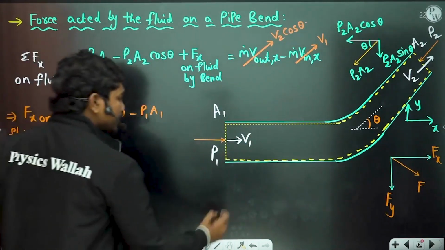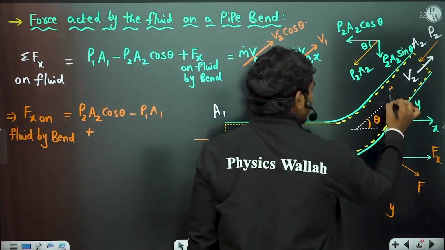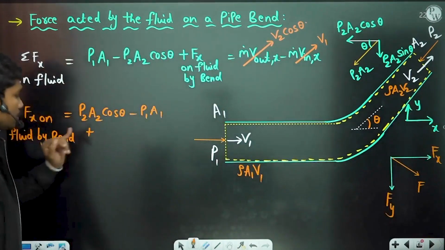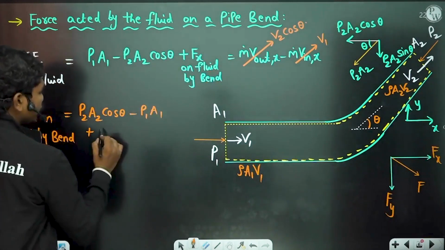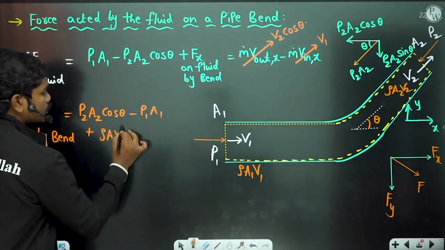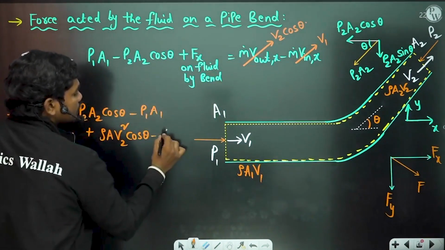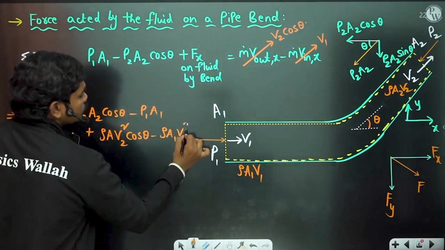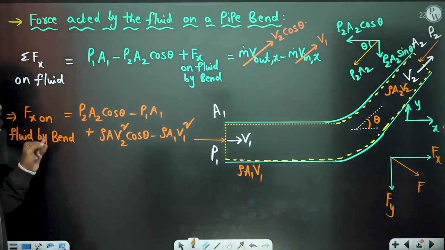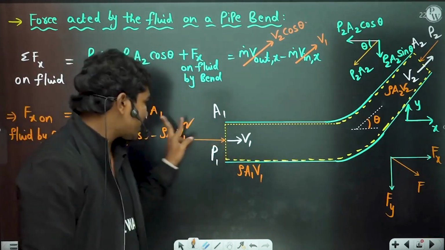So m dot can be written as either rho A1 V1, or it can also be written as rho A2 V2, whatever you like you can write. So therefore if you see these equations, this term plus m dot times V2 cos theta, so that can be written as rho A2 V2 square cos theta minus, at the same time m dot can be written as rho A1 V1, so this is rho A1 V1 square. So this is the force X acting on fluid by the bend. So if you want to calculate force exerted by the fluid on the bend, take a minus sign of this.